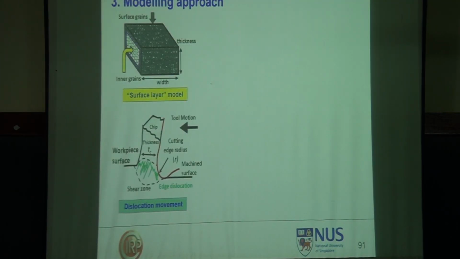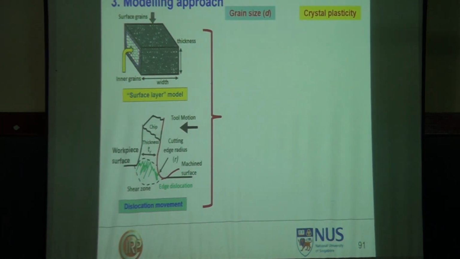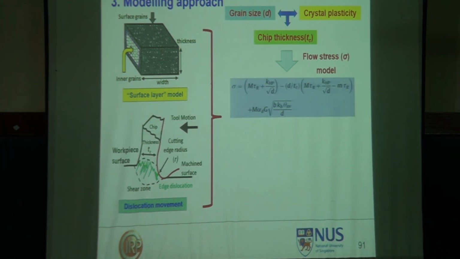Okay, so what he did, he took the help of surface layer modeling, dislocation modeling, and based on grain size, crystal plasticity, and chip thickness. So all taken in care. He took the help of the flow stress analysis model. This is the equation for flow stress analysis.